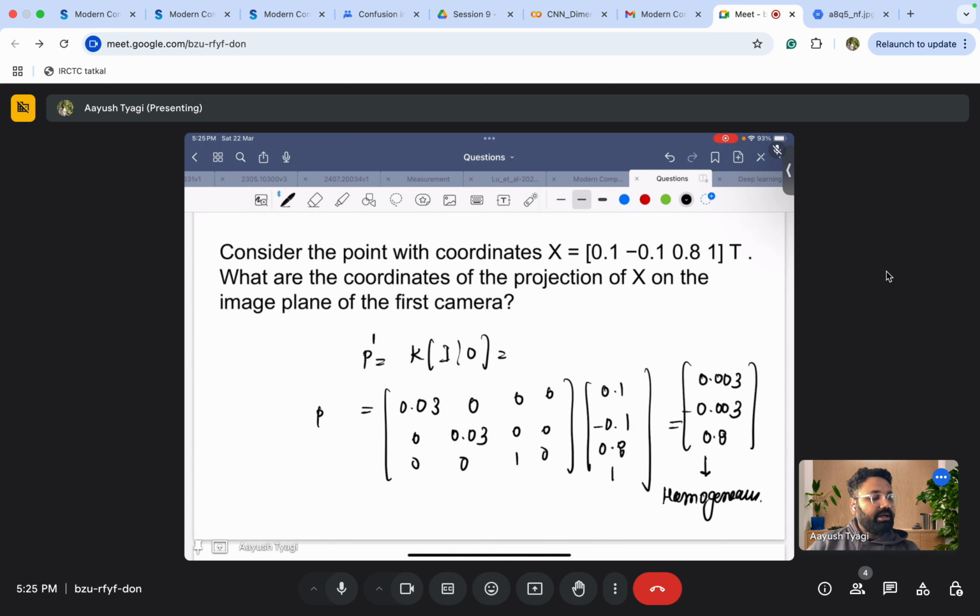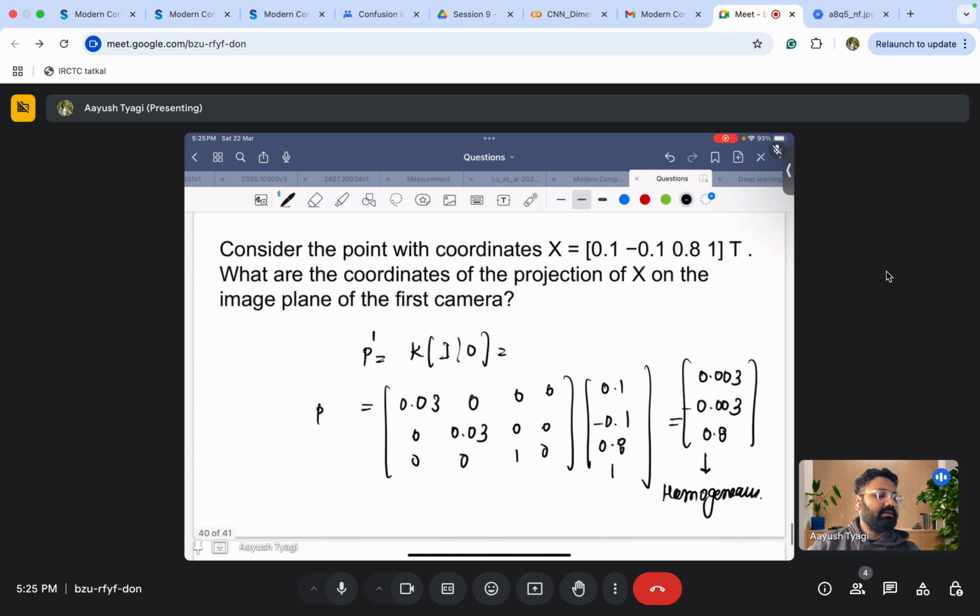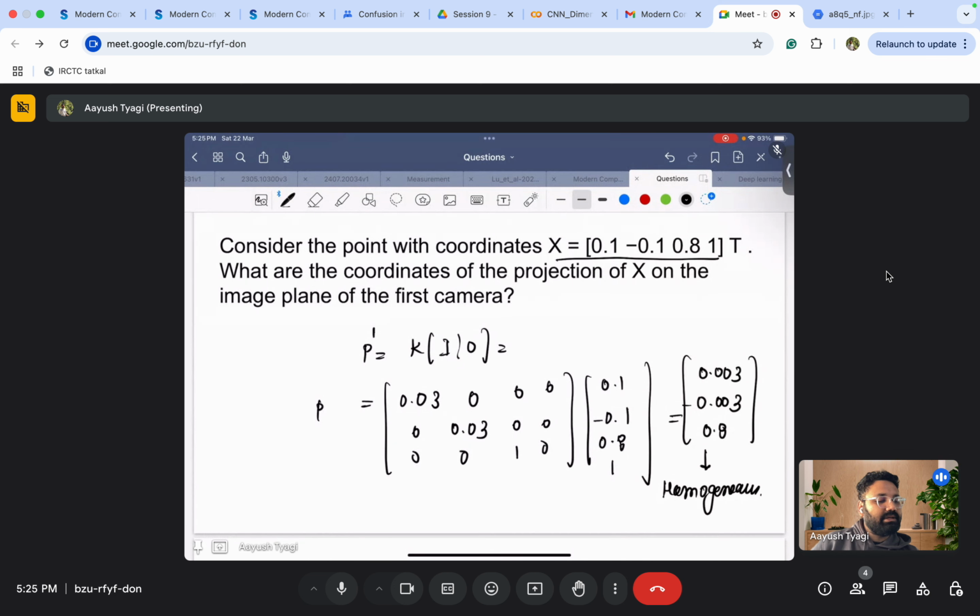So now consider a point with coordinate x = (0.1, -0.1, 0.8, 1) transpose. What is the coordinate of the projection of x onto the image plane of the first camera? So for the first camera, you just multiply with the intrinsic matrix. The point becomes the intrinsic matrix with 0.003, 0.03, and all of the others are 0, and there is no translation, right? So we have seen earlier, you just multiply it and you get this vector, right?